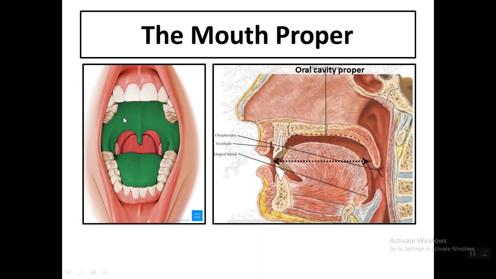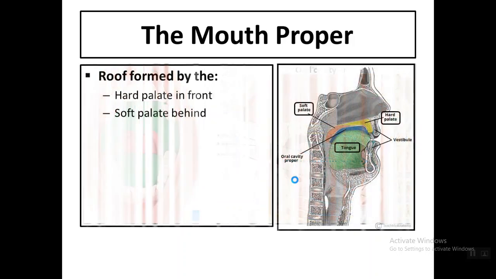The mouth proper extends in between the teeth and the gum to the oropharyngeal isthmus. It has a roof and it has a floor. As we can see here, the roof of the mouth proper is formed by the palate, hard palate and soft palate, and the floor is formed by the tongue, anterior two-thirds of the tongue, and the mucous membrane reflected on the undersurface of the tongue to the floor of the mandible.